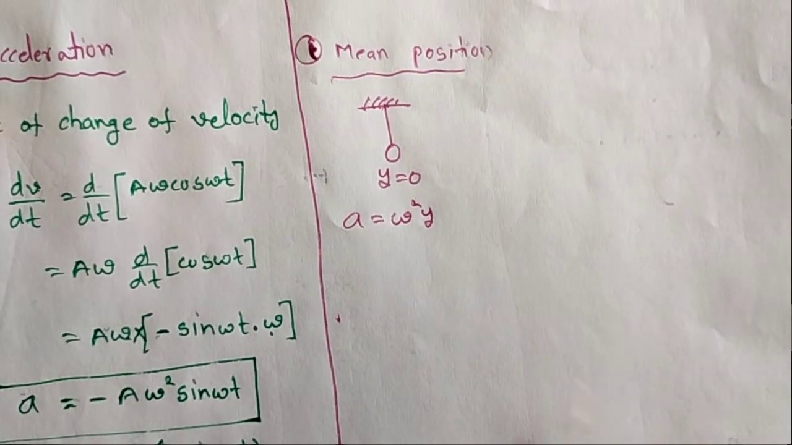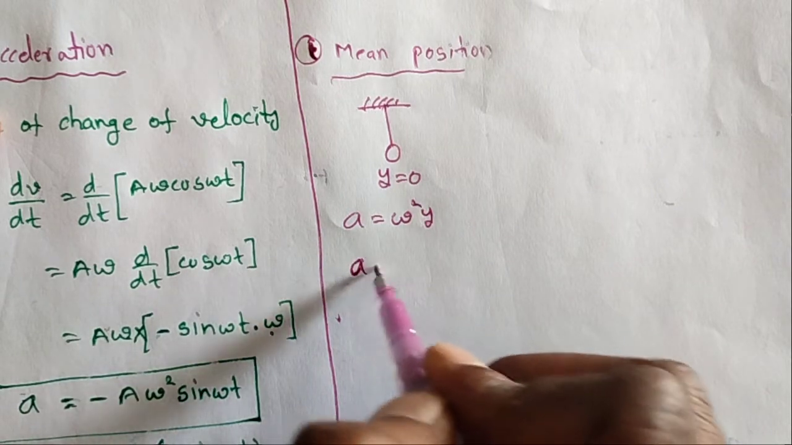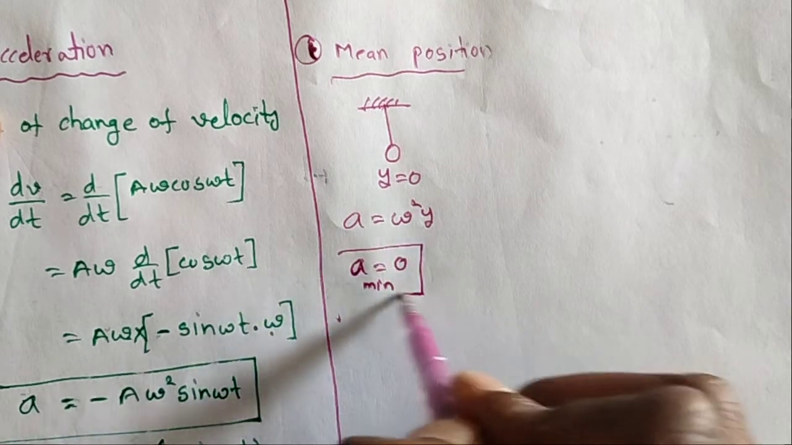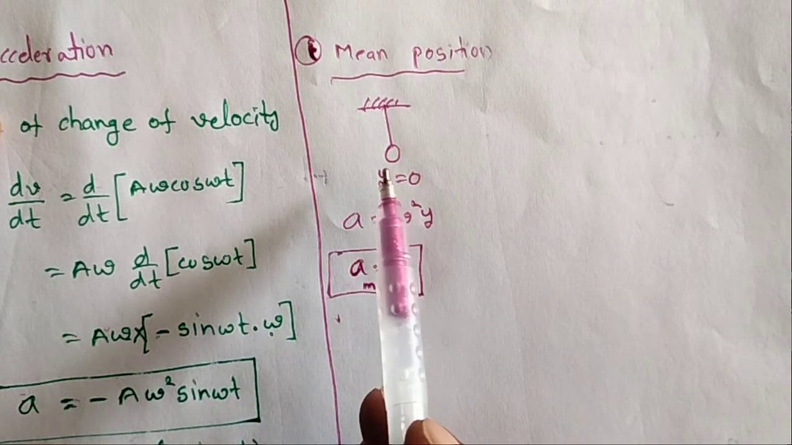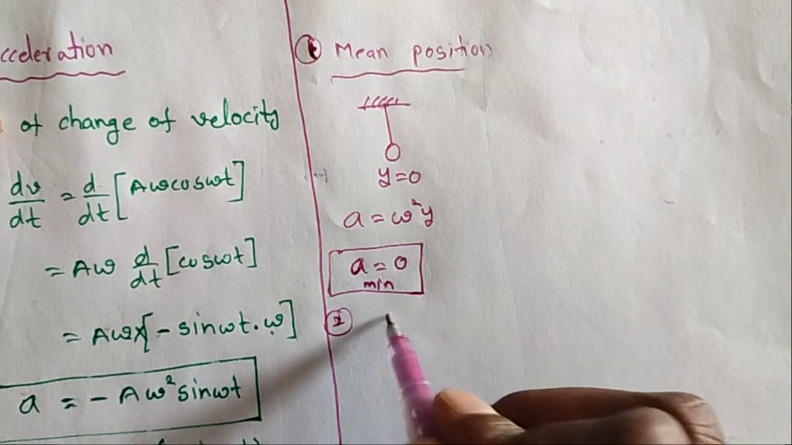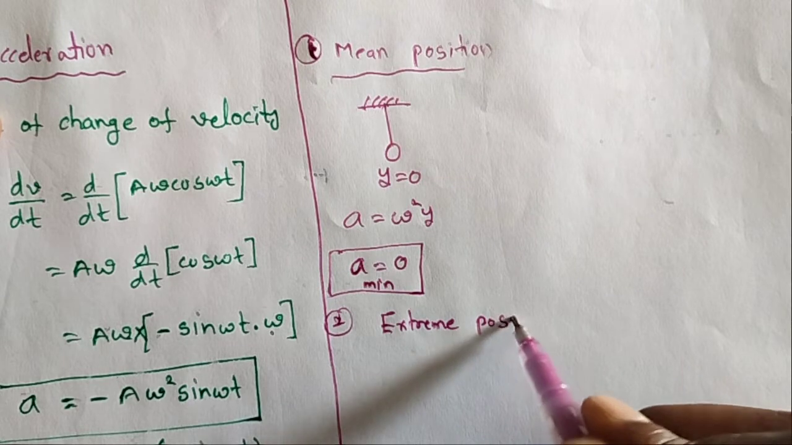Okay, so we know that y is equal to 0 at the mean position. Therefore a is equal to 0. What is the acceleration at the mean position? 0. And now I am taking the extreme position.